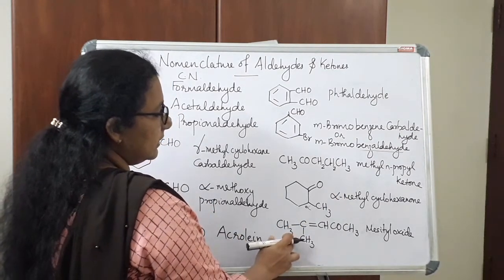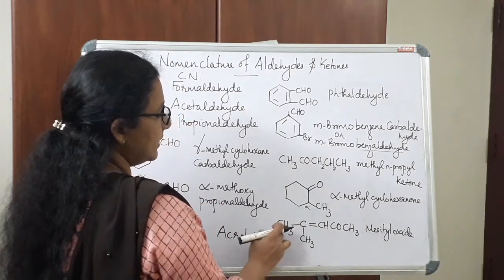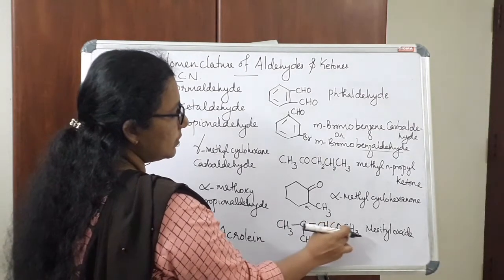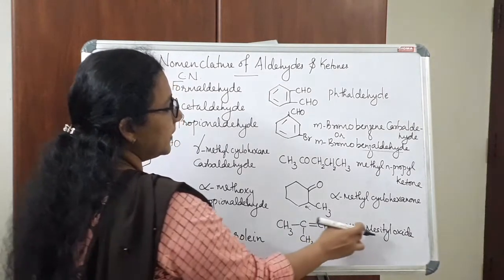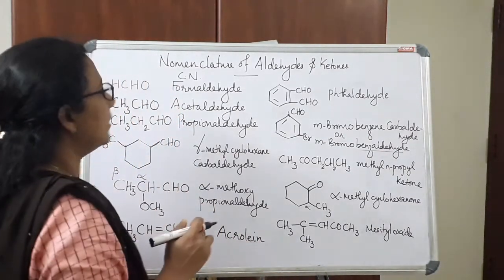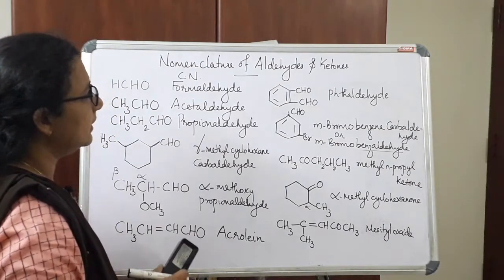This is another compound, called mesityl oxide: CH3C(CH3)=CHCOCH3. This is also a ketone, but the common name is mesityl oxide. So these are the common names of some aldehydes and ketones.